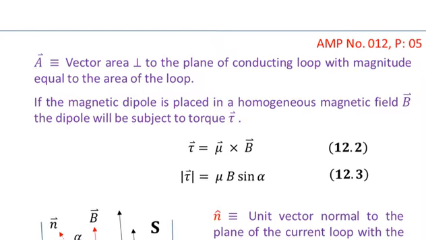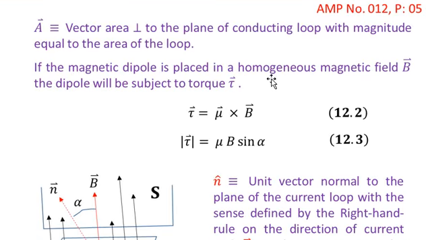If the magnetic dipole moment is placed in a homogeneous magnetic field B, the dipole will be subject to torque tau. Now you see that now we are talking about the external magnetic field B.